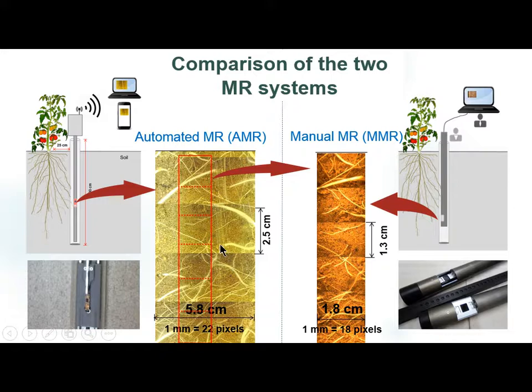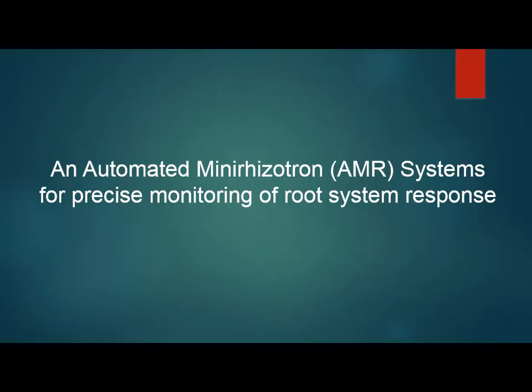So when comparing the two imaging systems, the AMR system has a good quality with 22 pixels per millimeter. In the case of the MMR system, it is 18 pixels. Also, compared with the size of the picture, the AMR system's is bigger and wider, 3 times bigger than the MMR system. With this comparison, I am not going to talk about the technical specs of the camera. We will move further to the precision and continuous phenotyping of the AMR system.